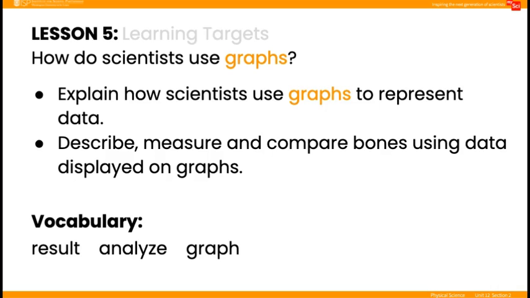By the end of this lesson, students will explain how scientists use graphs to represent data. They will also describe, measure, and compare bones using data displayed on graphs.